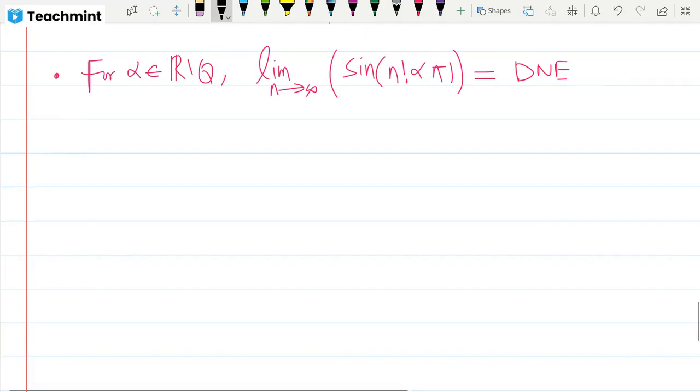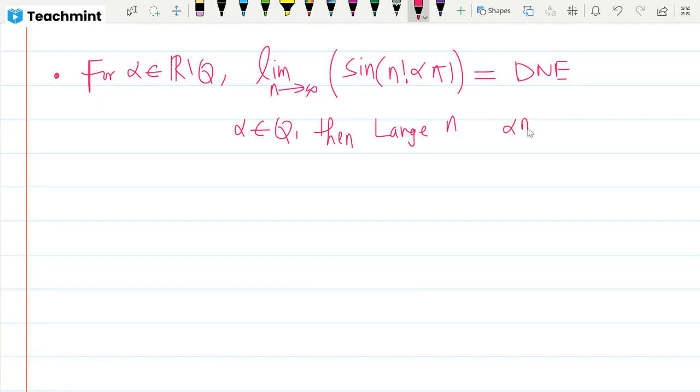Okay, sir. This alpha is clear, sir. Second, if alpha is a rational number, then for large n, alpha times n factorial belongs to the set of integers. Therefore, sine of alpha n factorial times pi is 0. So therefore, the limit of that sequence is 0, right?